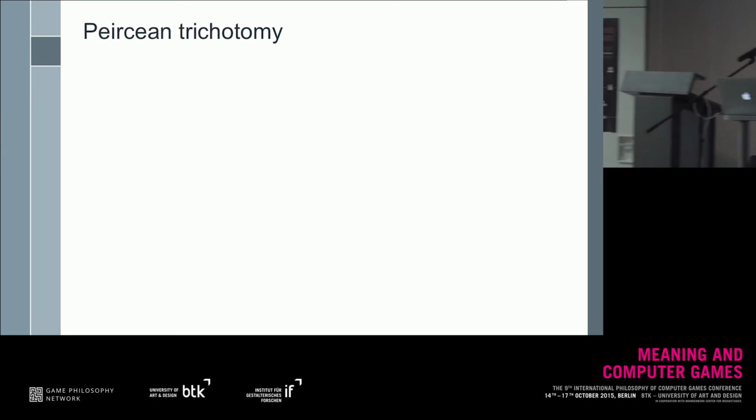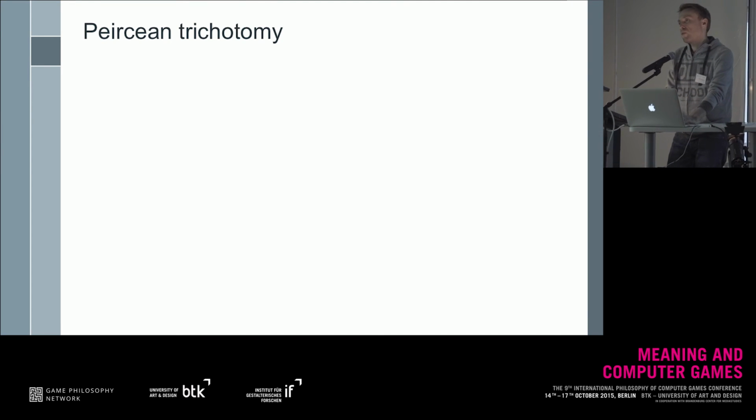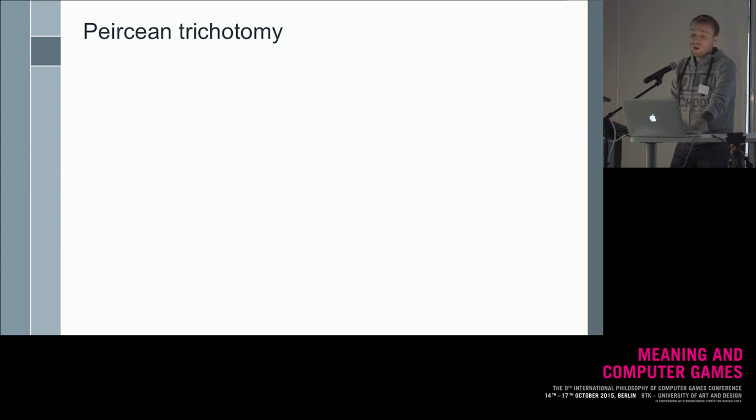Hi, everyone. So the three types of representations in digital games that I'm going to talk about are three types of representations that you probably know quite well, because it's basically Peirce's trichotomy of symbols, indexes, and iconic representations. But there are some preliminary remarks.